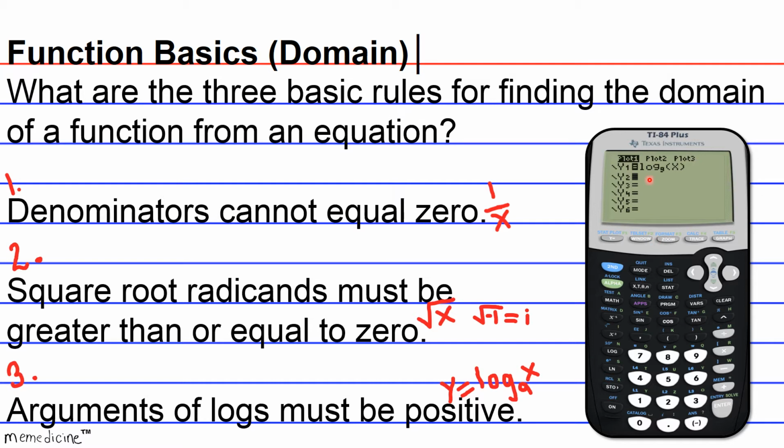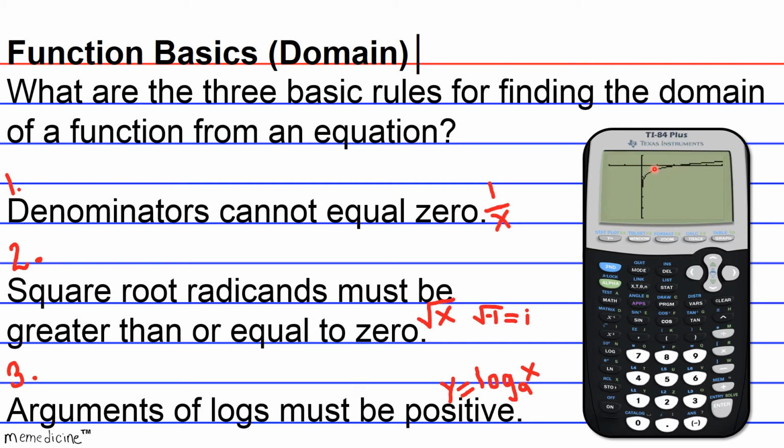We input our equation, log base 9 of x here, and then we pull up our table of ordered pairs, and we see that for anything 0 and less, we get error readings. That means nothing exists there. And when we take a close look at our graph, it's almost approaching an x value of 0, but it never actually touches.